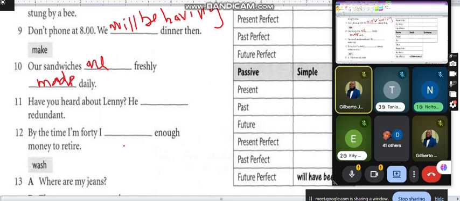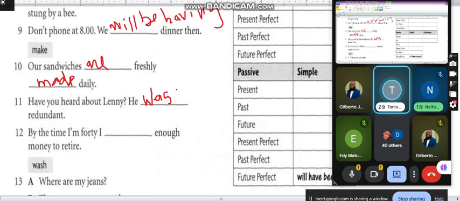Actually, I was about to answer what you said about redundant. It's when a person has lost their job. Okay, that's it. Thank you so much for your contribution. So here the answer is: have you heard about Lenny? He was made redundant. So it should be the passive voice in the past. He was made redundant. Let's come to number 12 now. We're going to cover this part of the exercise when we reach number 20. We're still going very well, and we are saving time pretty well, which is good.